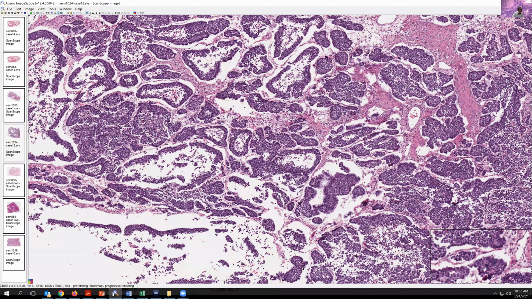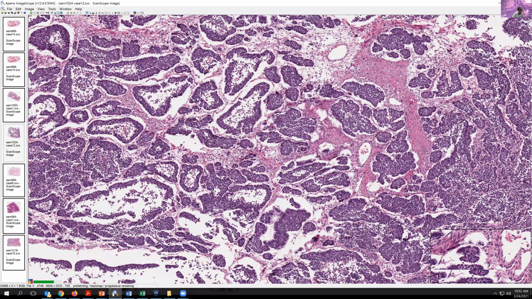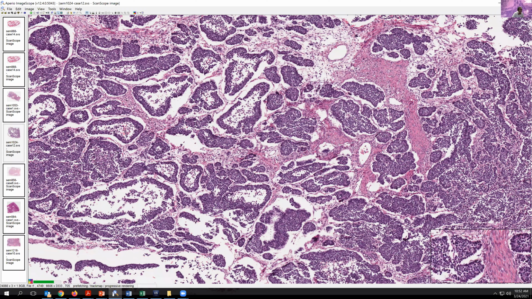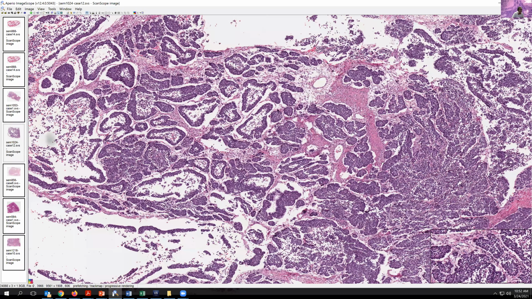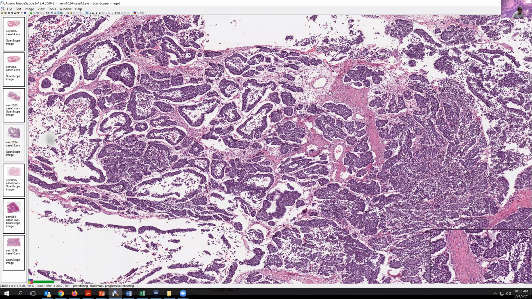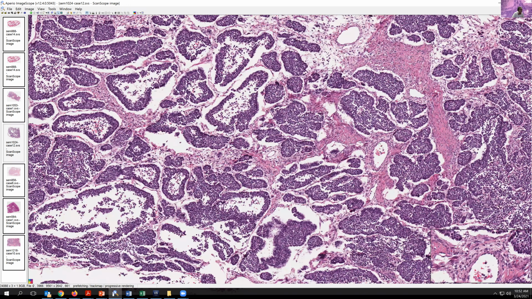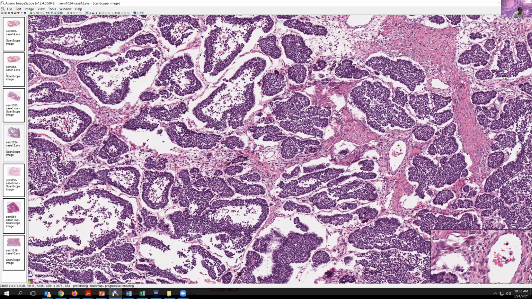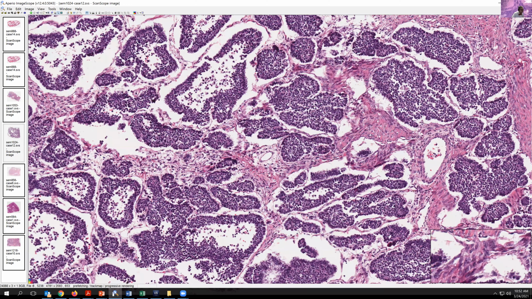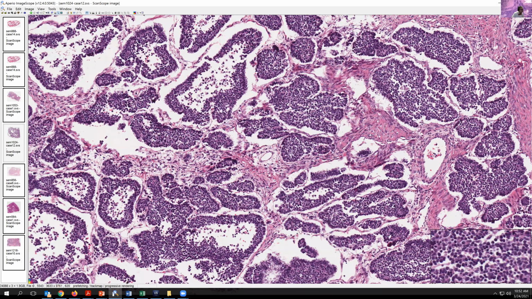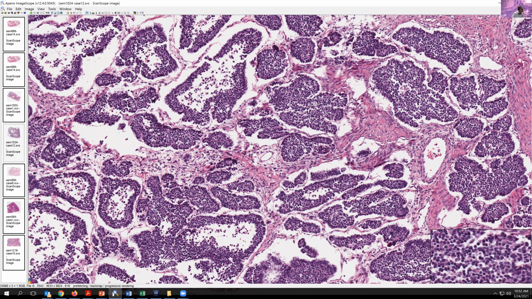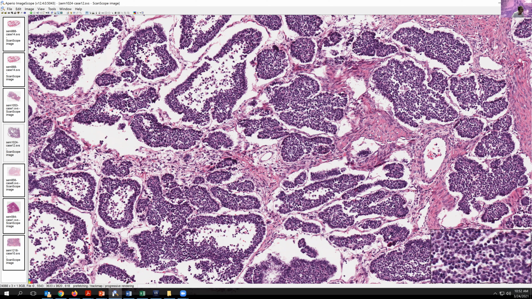So here we have areas with little islands and a puzzle-piece type of pattern of cells and a more diffuse pattern. So this could be seen as a high-grade carcinoid of the ovary, a neuroendocrine tumor, particularly as we get to higher magnification and see the nuclear features are fairly characteristic of that. But it could also be a metastatic lesion from a neuroendocrine tumor in another site.